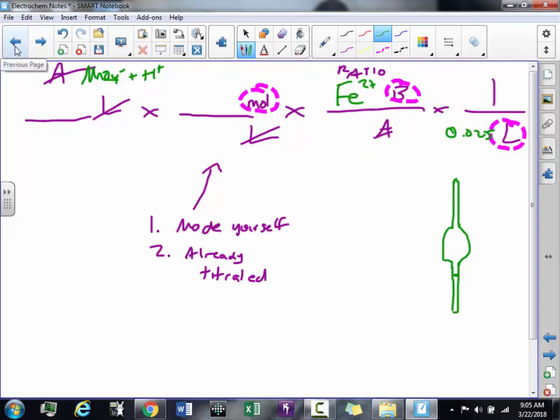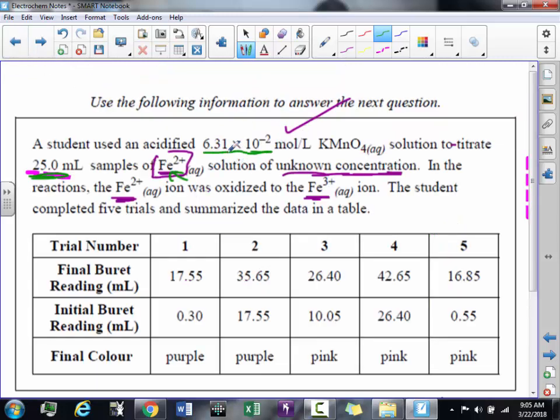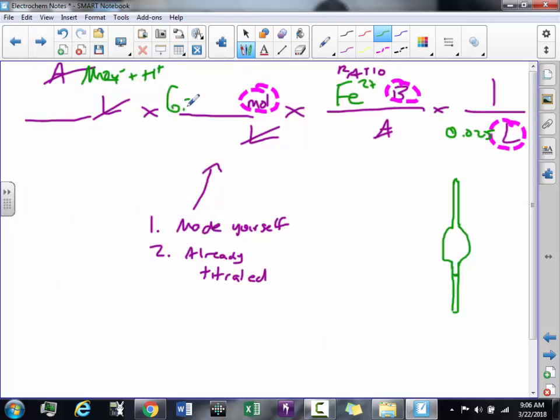We're also going to need to know a couple other things. If I go back, we need to know what concentration of the KMnO4. So I do have that concentration, right? 6.31 times 10 to the minus 2 would go here. 6.31 times 10 to the minus 2 is my concentration. I'm just lacking 2 other numbers. One number I'm lacking is how much volume did I use? And then the other thing I'm lacking is my ratio. I'll come back to the ratio in a second, but let's do our volume number next.